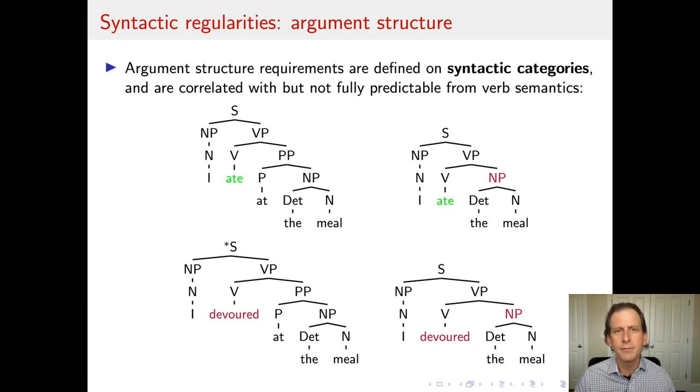So for example, let's take the verb eat. Eat can be used intransitively, like I ate at the meal, and that could actually mean two things. It could mean that when I was at the meal, I ate. I didn't not eat. And another thing might be that I sort of picked at the meal. Both of those interpretations are ones you might have. So that's an intransitive use of eat. Eat can also be used transitively. I ate the meal. Perfectly fine.